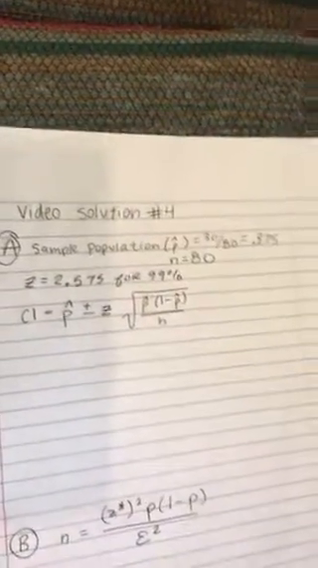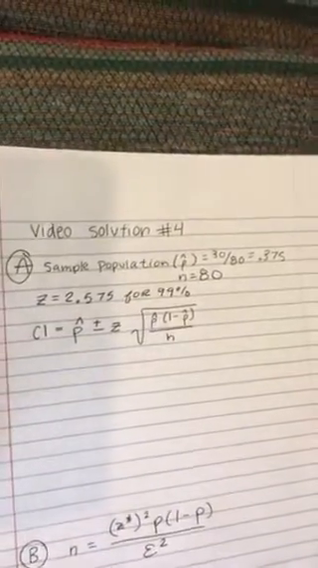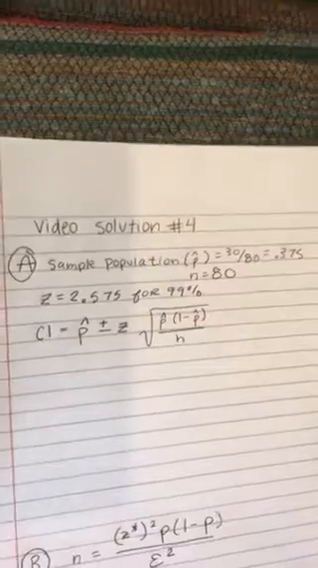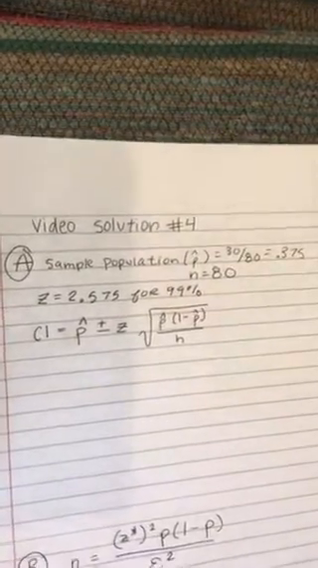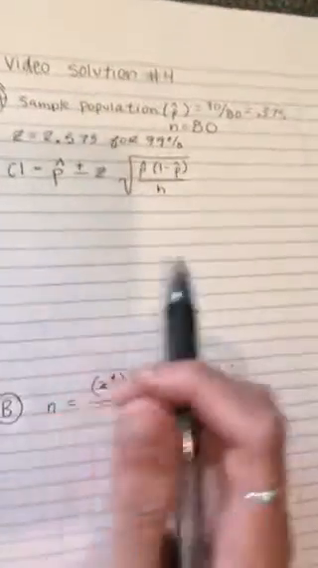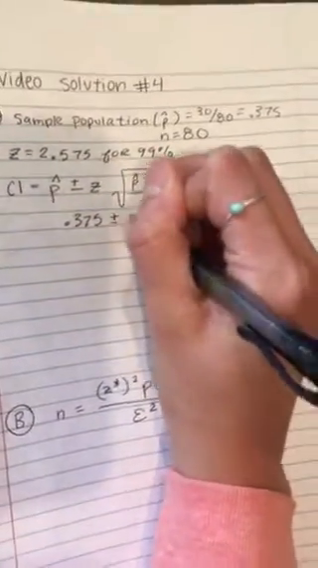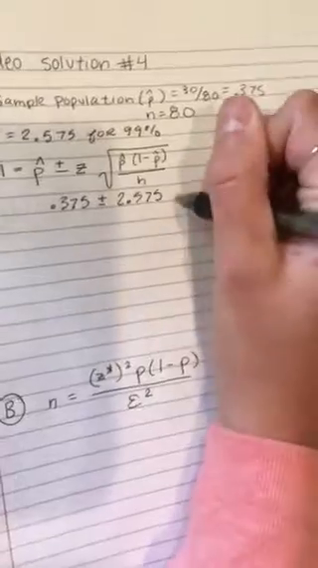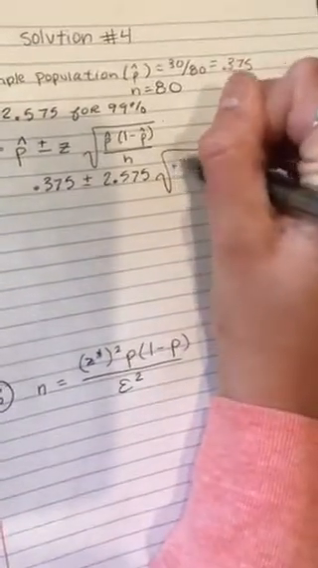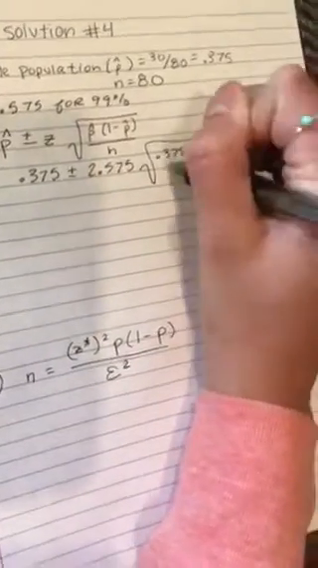So to find a 99% confidence interval, we will use a Z of 2.575. And our formula for finding the confidence interval is listed right here. So we're going to plug the values from this problem into this formula. So we'll have 0.375 plus or minus 2.575 times the square root of 0.375 times 1 minus 0.375 divided by 80.